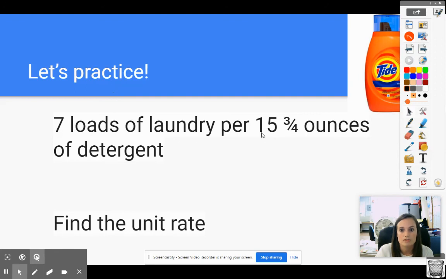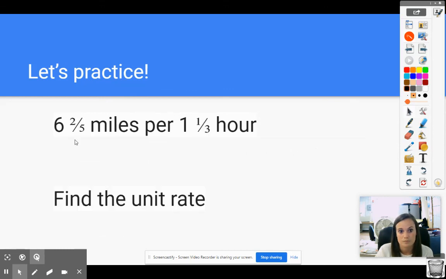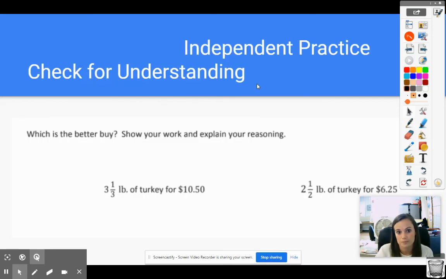How many loads of laundry per ounces of detergent? I would want to know how many loads, how many ounces I'm going to use per load. The number of loads I can do depends on the number of ounces that I have. So I would do 15 3/4 divided by 7 to find the unit rate there. Here, miles and hours, miles per hour. So 6 2/5 divided by 1 1/3.